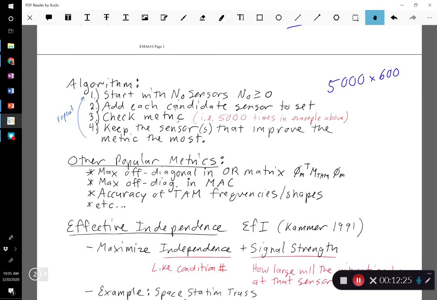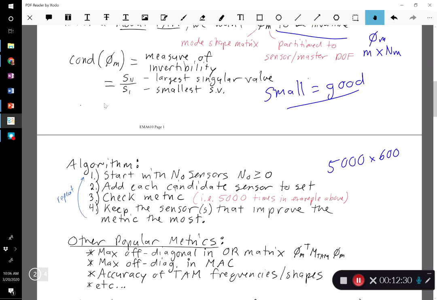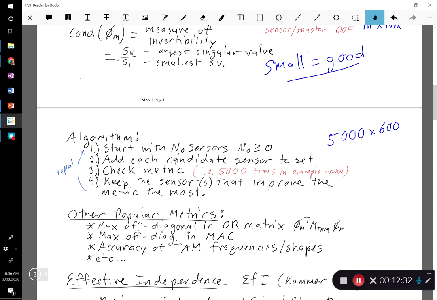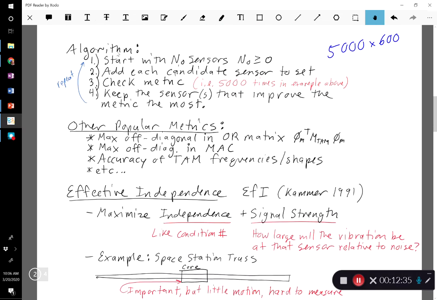So a lot of other algorithms use this same concept with just a different metric. Here, we're doing it based on the condition number. Some other possible metrics are the maximum off-diagonal in the orthogonality matrix, because we've talked about the fact that the Air Force and NASA put requirements on how big those numbers need to be. These off-diagonals need to be less than 10% typically.